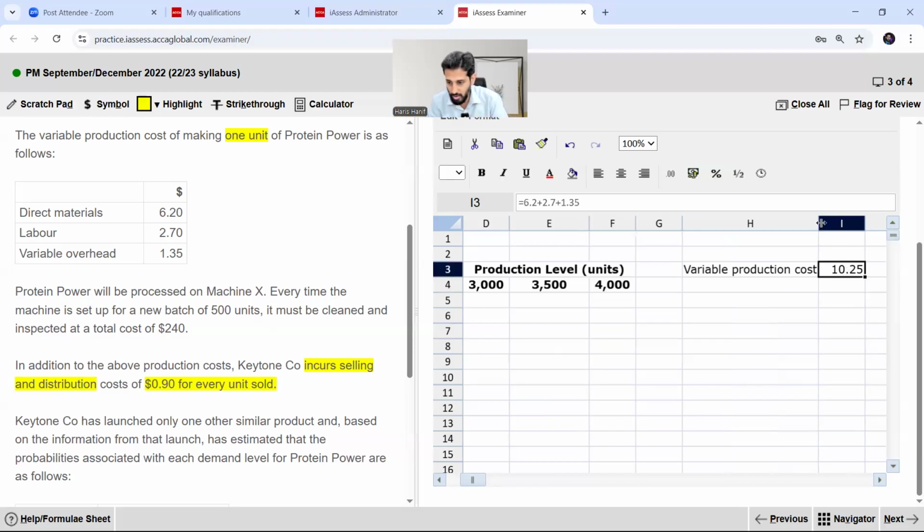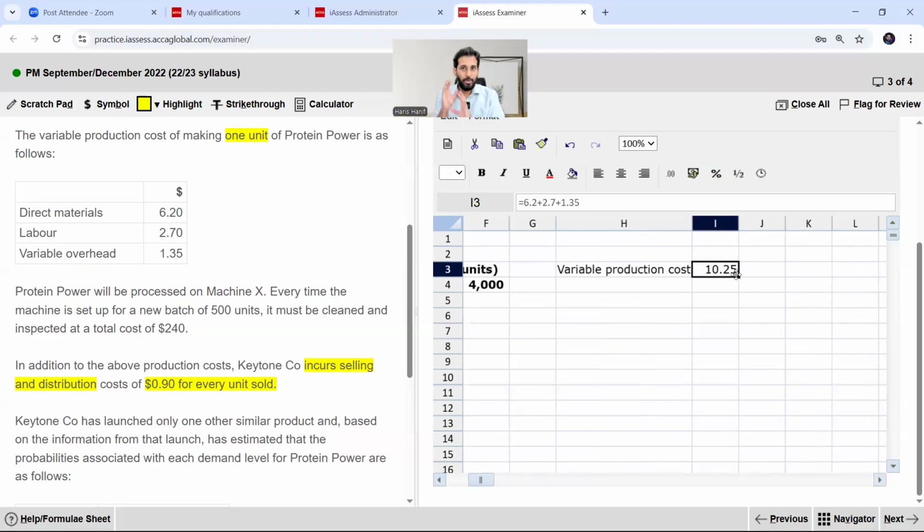This is variable production cost, 10.25 per unit. It has been given. So I have not written anything abnormal. I have written simply the total. Every time the machine is set up for a new batch.